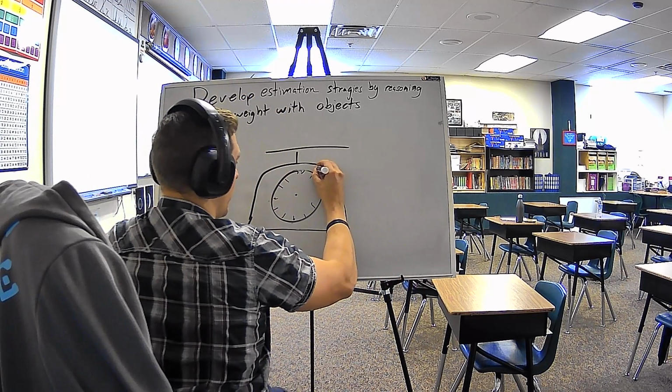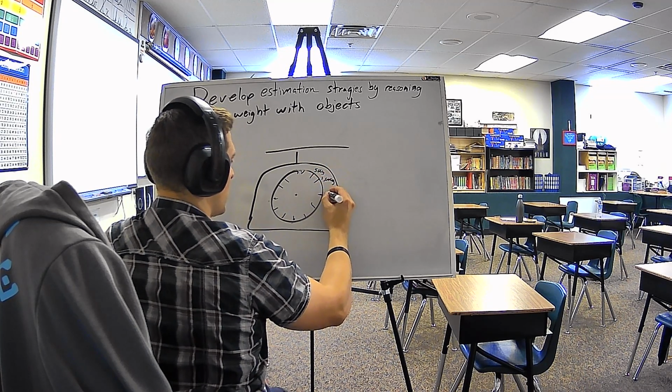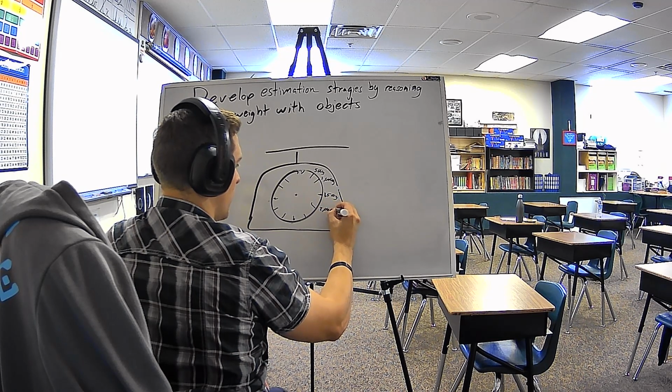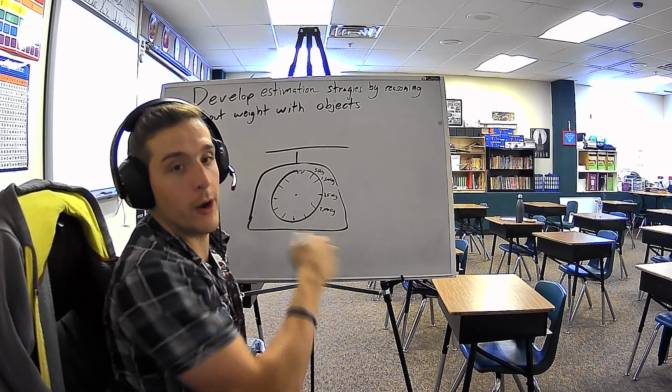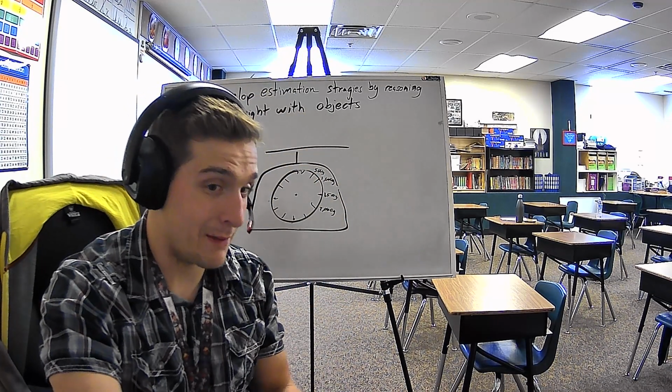Or you could have this be 500 grams, 1,000 grams, 1,500 grams, 2,000 grams, and going off of this, you could say this is 1 kilogram, 2 kilograms, so on and so forth, and you work yourself around in that direction. So just kind of keep it in mind.